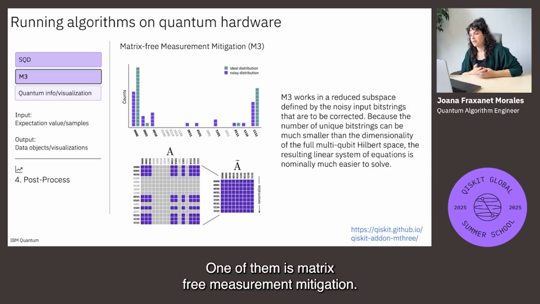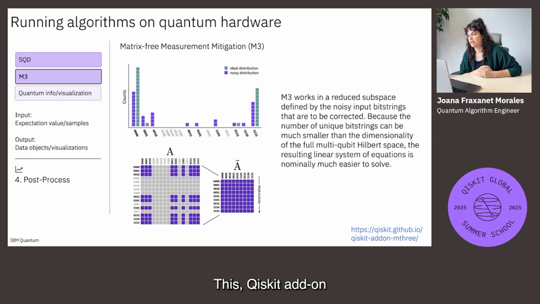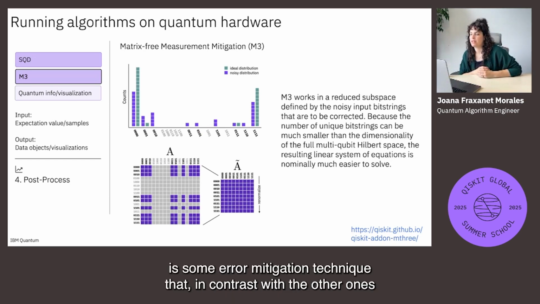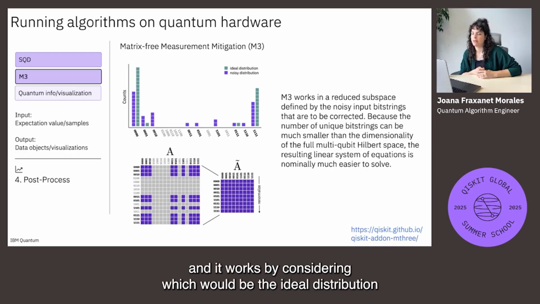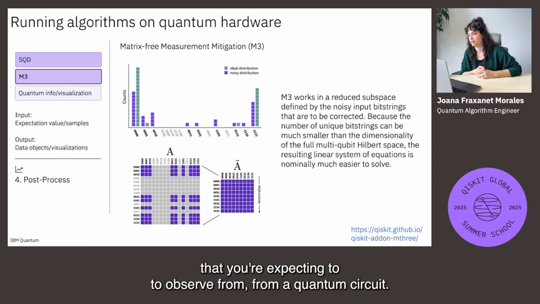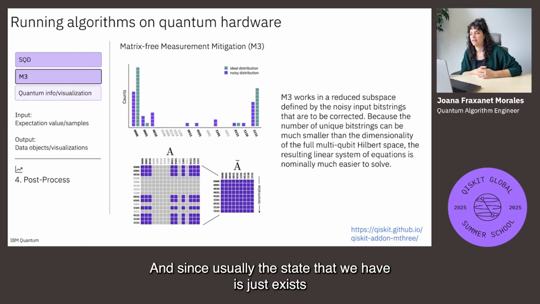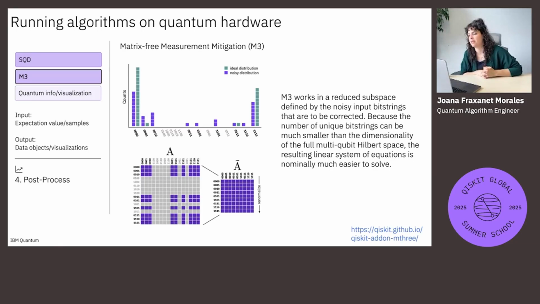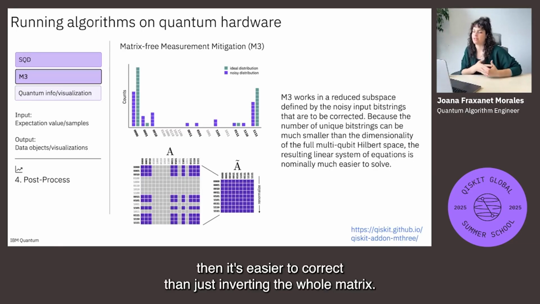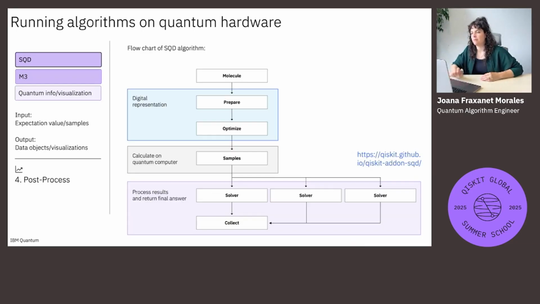One of them is matrix-free measurement mitigation. This Qiskit add-on is an error mitigation technique that, in contrast with the other ones that are implemented in Qiskit, is implemented as an add-on, and it works by considering which would be the ideal distribution that you're expecting to observe from a quantum circuit. And since usually the state that we have only has support in a small region of Hilbert space, it's easier to correct than just inverting the whole matrix.